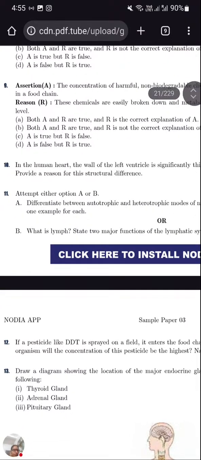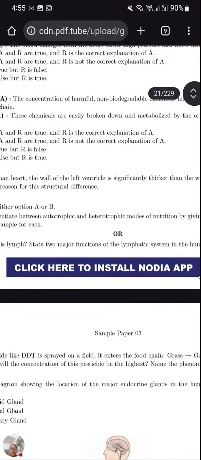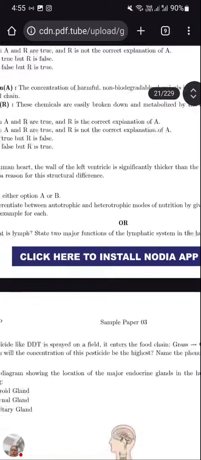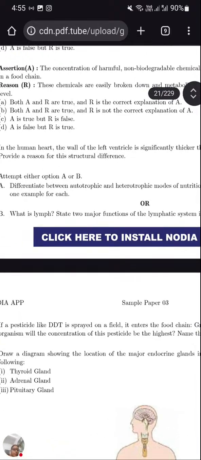Question number 11, we are having an internal choice. First one, differentiate between autotrophic and heterotrophic modes of nutrition by giving one key difference and one example for each. So this is quite an easy question. What are autotrophs? Organisms which can synthesize their food, which can prepare their food by using inorganic matter, are called autotrophs. Heterotrophs cannot synthesize their food. They depend directly or indirectly on autotrophs. Then we need to provide one example of each. For autotrophs, green plants; for heterotrophs, human beings.